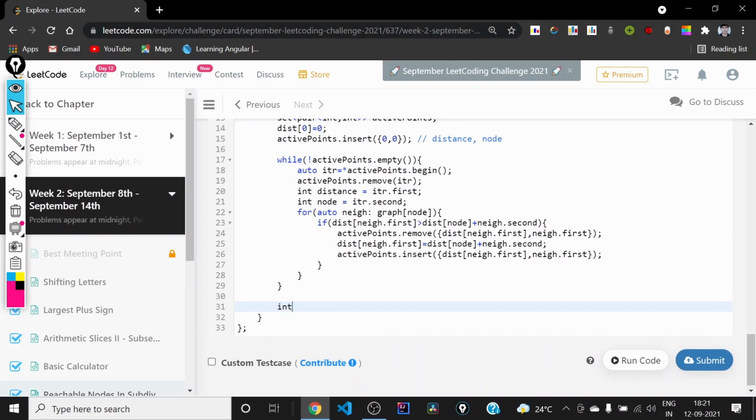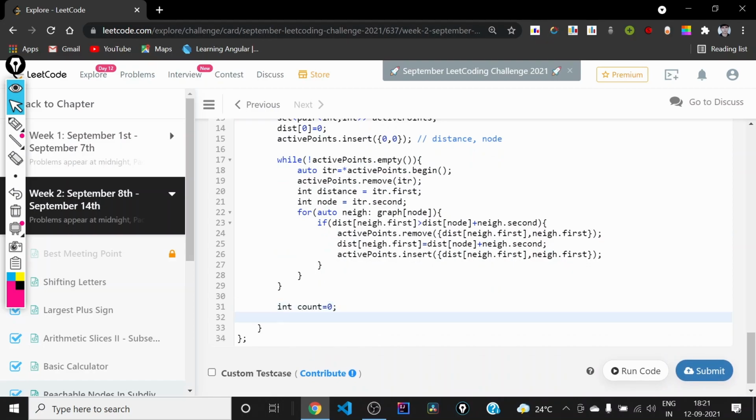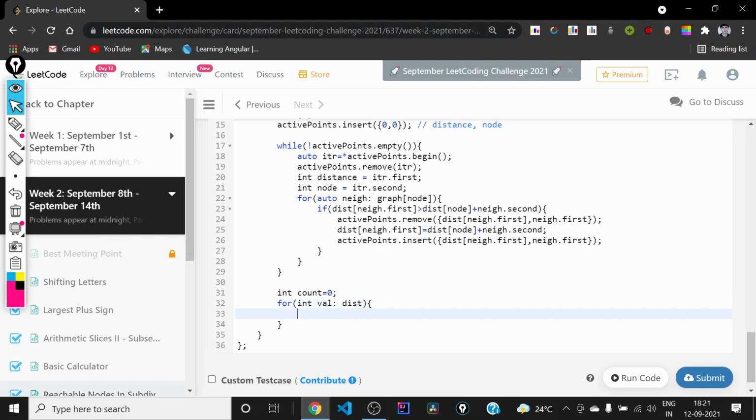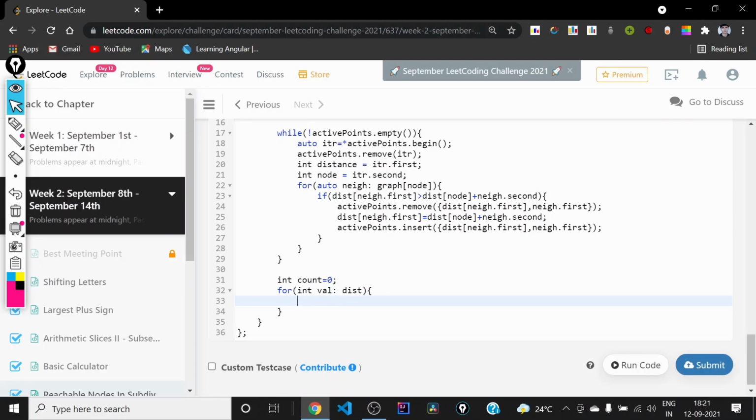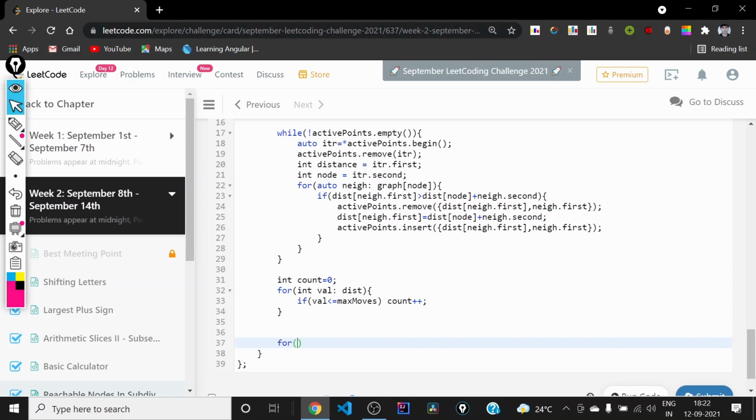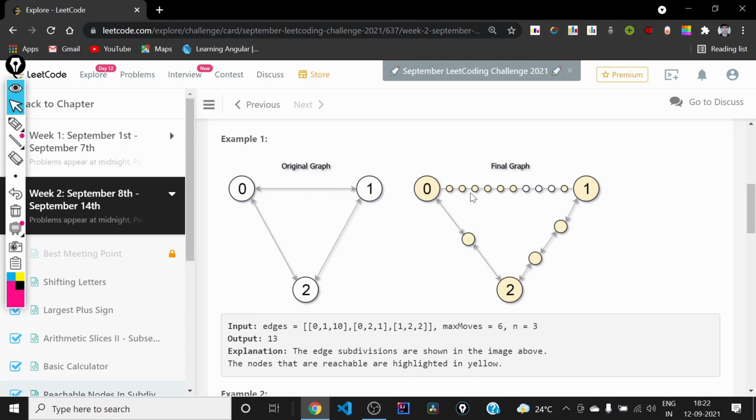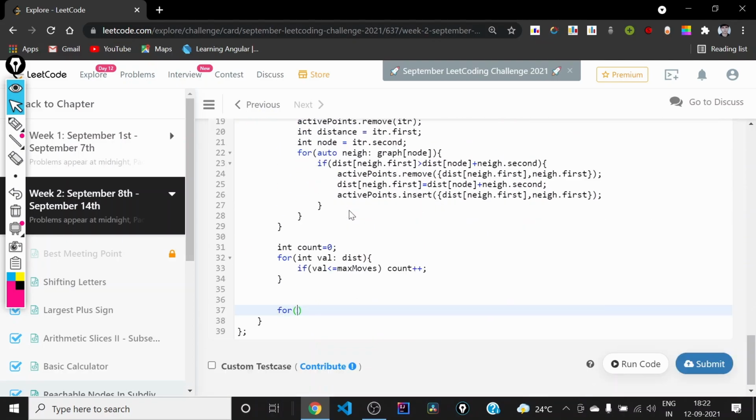Now we will need a count variable to calculate the number of nodes reachable from node 0. We can consider every quantity in distance. If that val is less than or equal to max moves, then we can increase the count, and now we need to count the number of these smaller nodes reachable from the node 0.